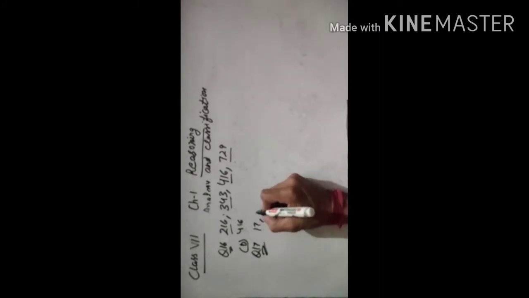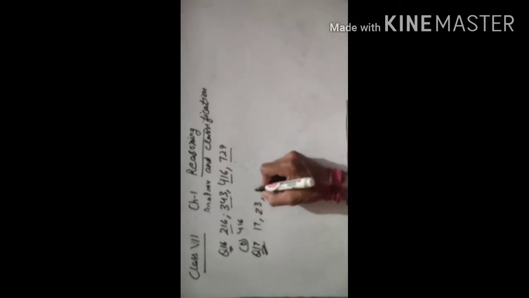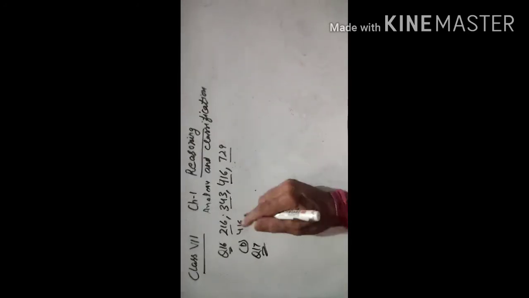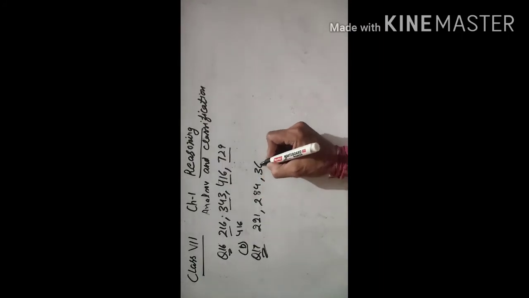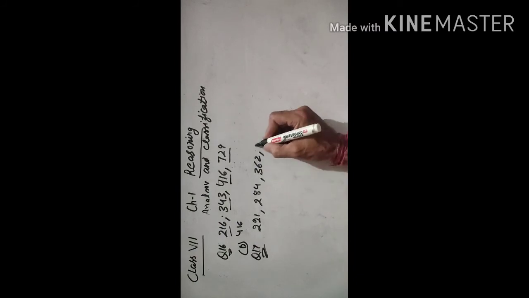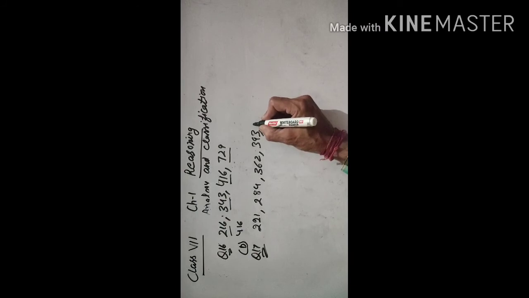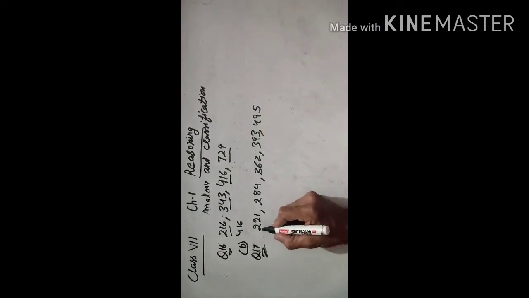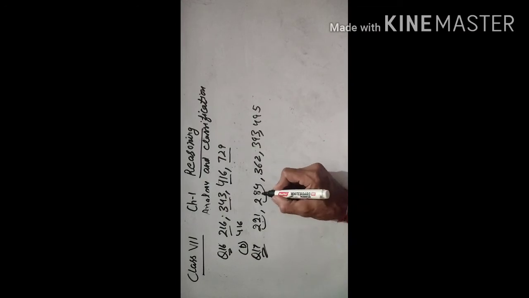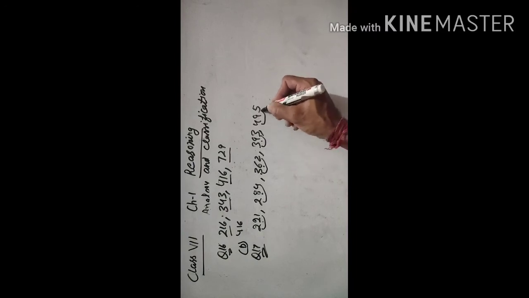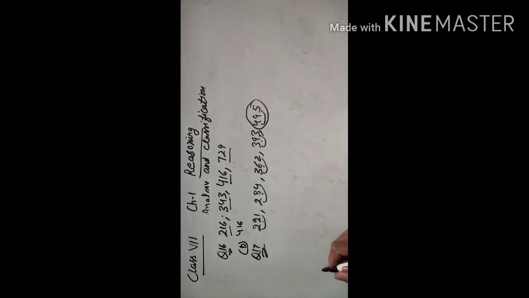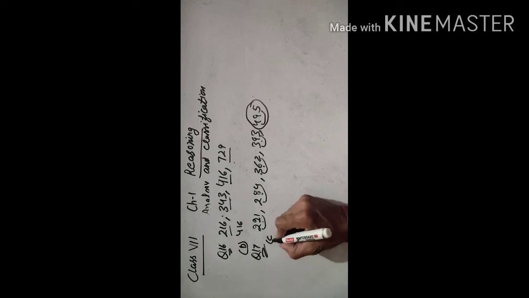Question number 17: 221, 284, 362, 393 and 495. Two ones are 2, the middle term is 2. Two fours are 8, the middle term is 8. Three twos are 6, the middle term is 6. Three threes are 9, the middle term is 9. Four fives are 20, this is the odd one. So 495 is the odd one, that is option C.